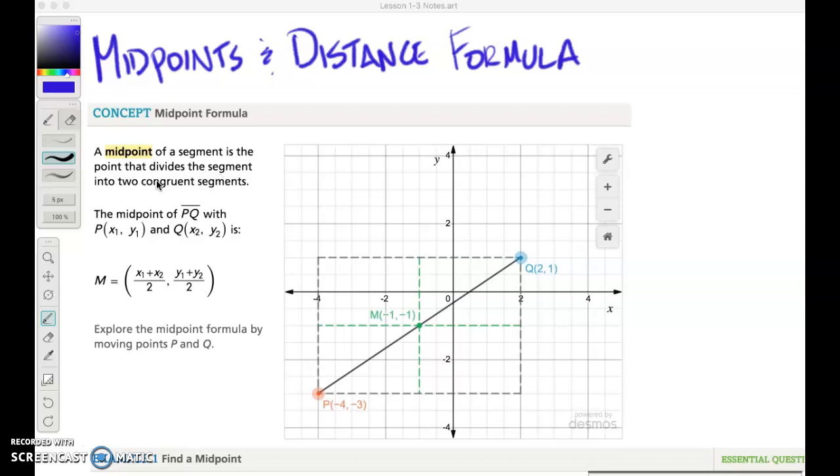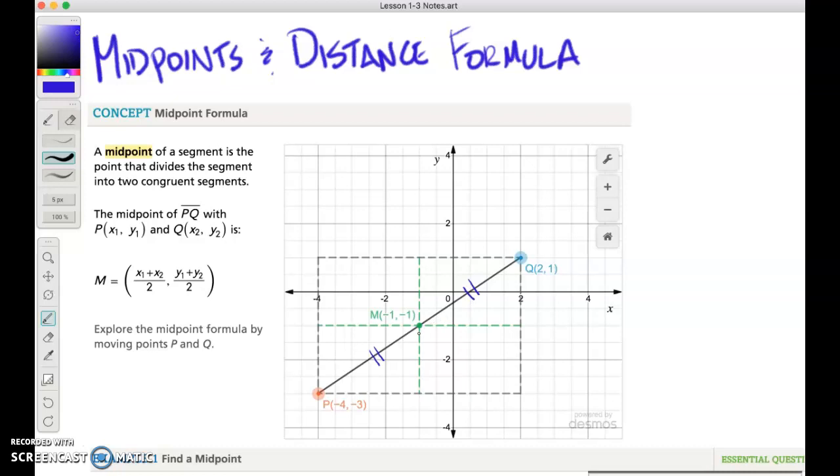A midpoint of a segment is a point that divides the segment into two congruent segments. So if I have segment PQ here that's on the xy axis, point M would be considered the midpoint of this segment. And it's the midpoint because it would be in a place so that segment PM would be congruent to segment MQ. So they would have the same length.